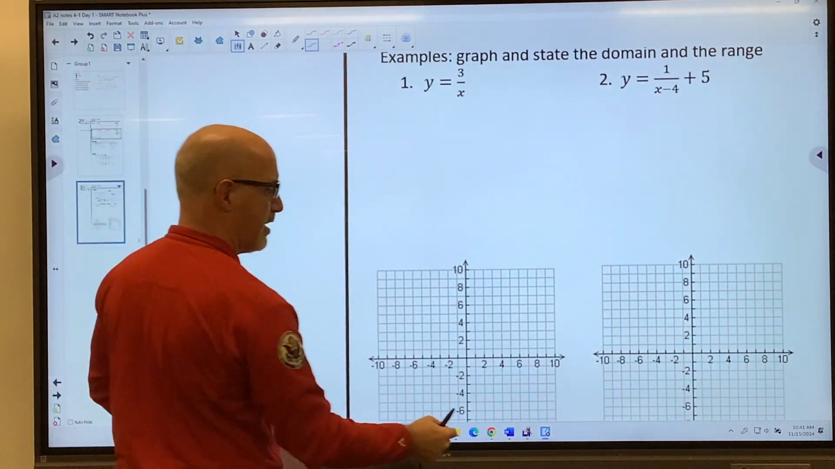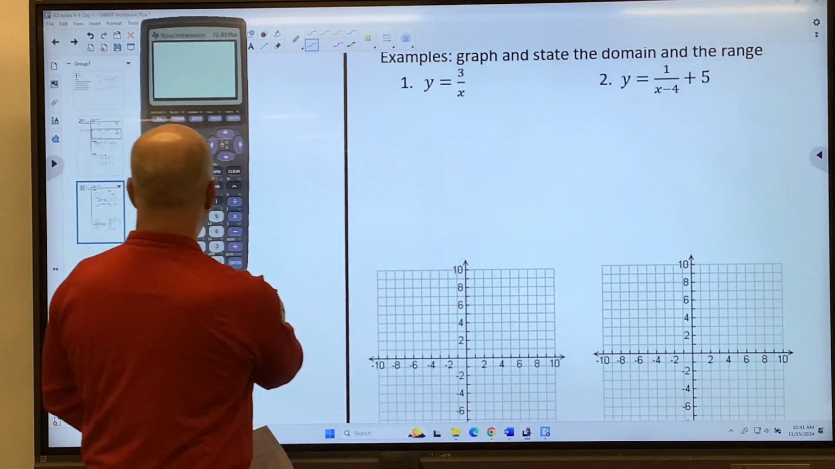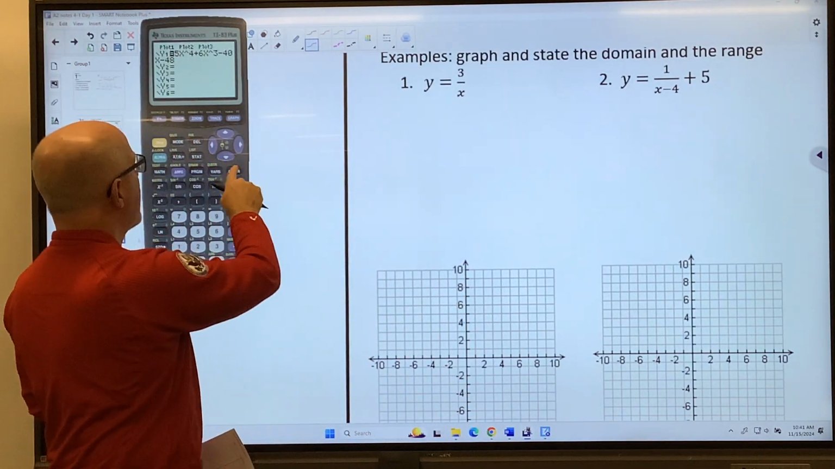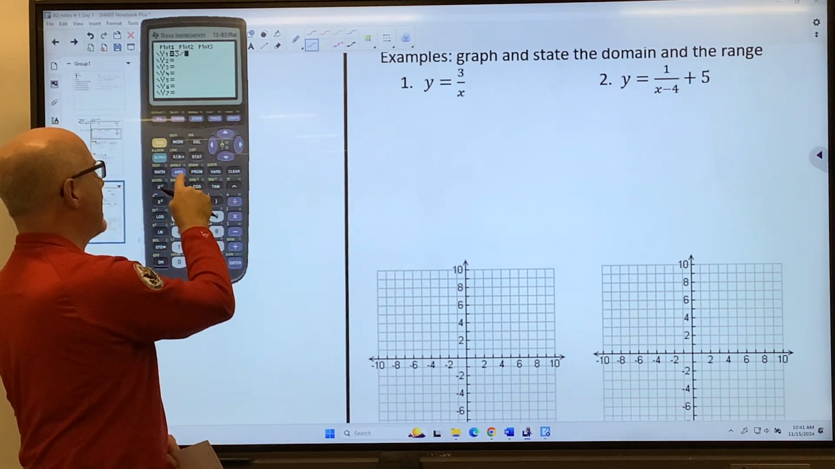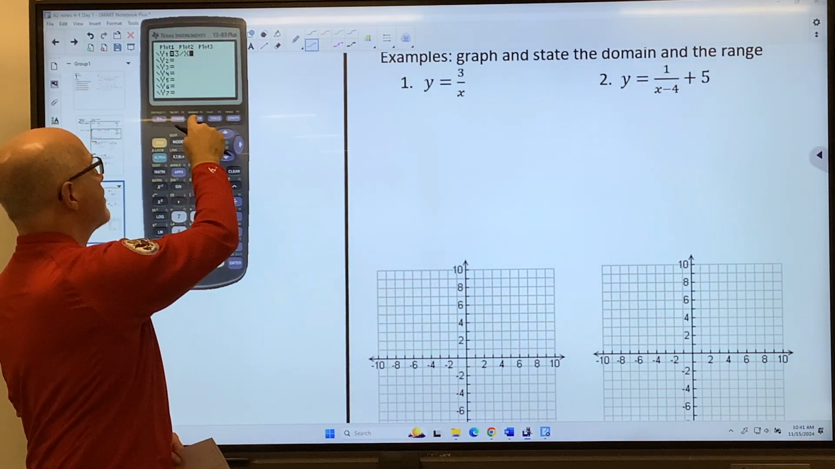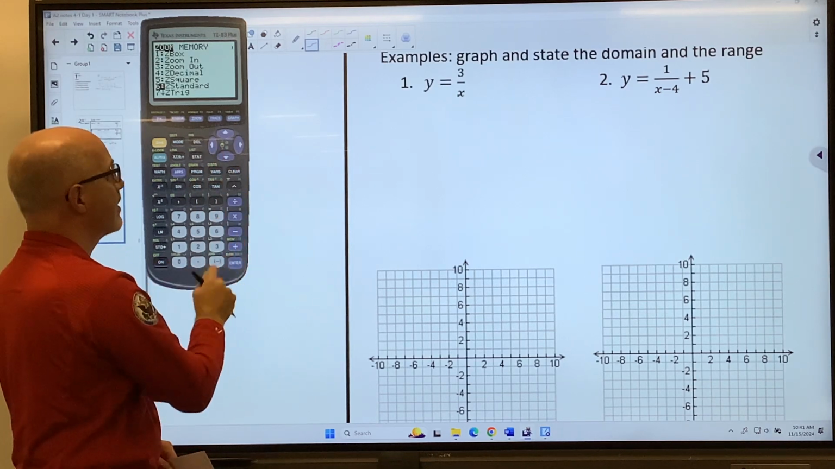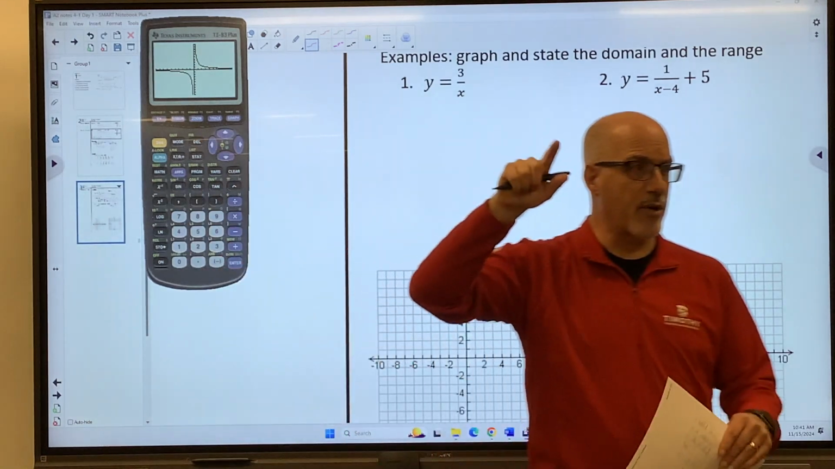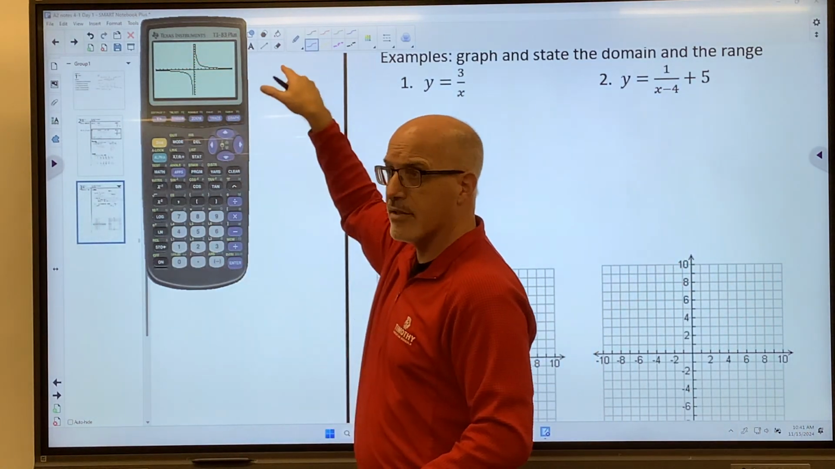So I'm gonna put this in on my calculator right now, okay, just to show you what it looks like. So we're gonna clear out what was there. We're gonna put 3 divided by x, and I'm gonna hit zoom and my standard graph. So notice I've got that hyperbola look here. It goes like this and like this, okay?